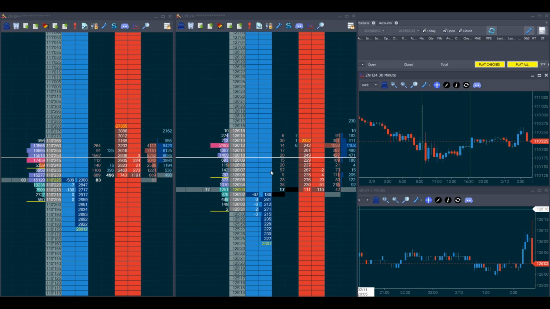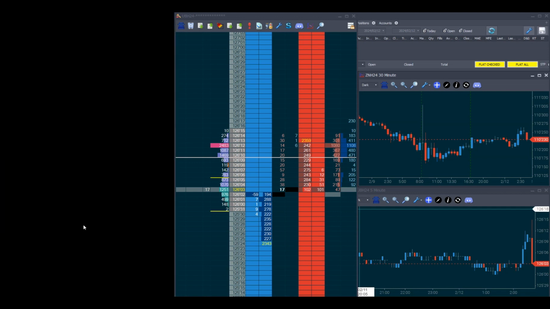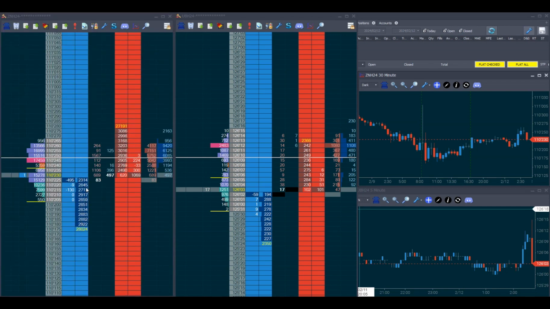So let's move back to this depth of market, or the ladder, as some people call it. This is two different markets. On the left-hand side it's the 10-year bond, and this is the ultra bond. Let's use the 10-year as an example. On this blue side it's the bids. There are two columns. This column is the actual bids in the market, the orders waiting to be filled.